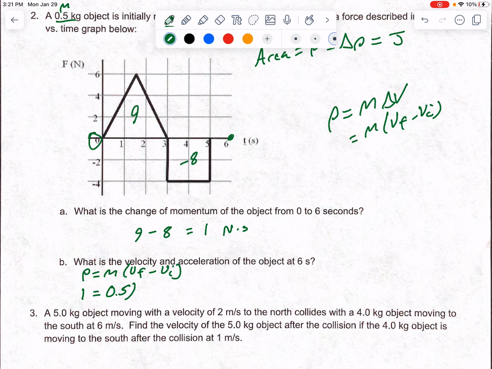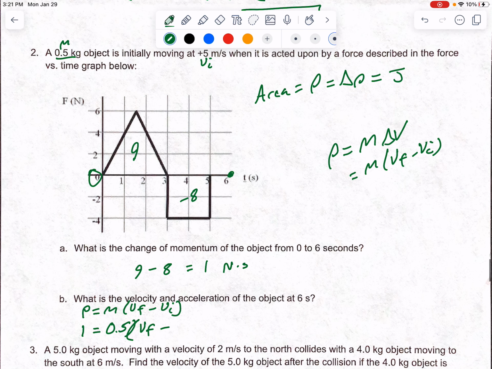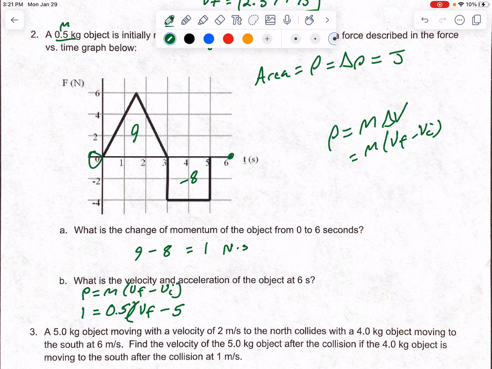Okay, and that's going to be times VF minus VI. Now VF, we don't know, that's what we're looking for. Minus, remember I told you up here that our V initial was 5, so VF minus 5.